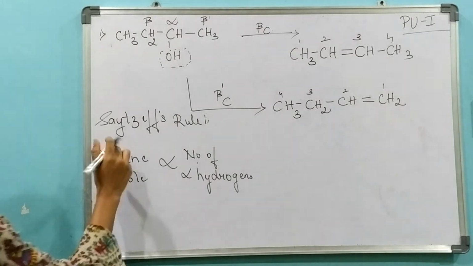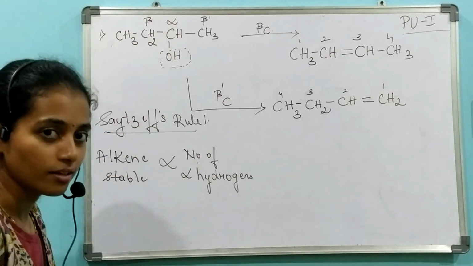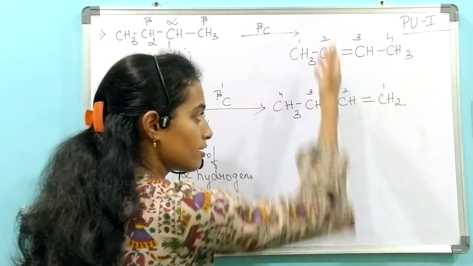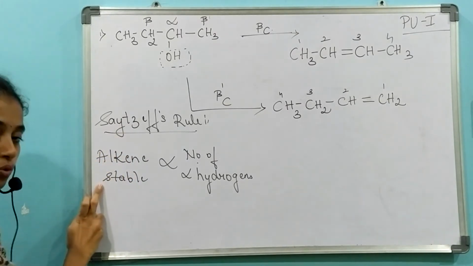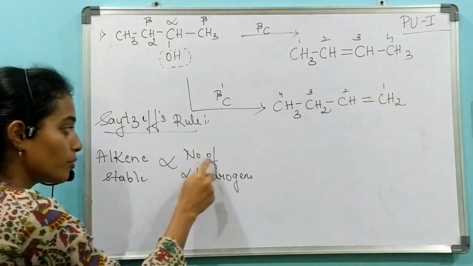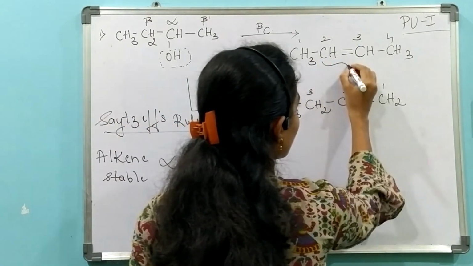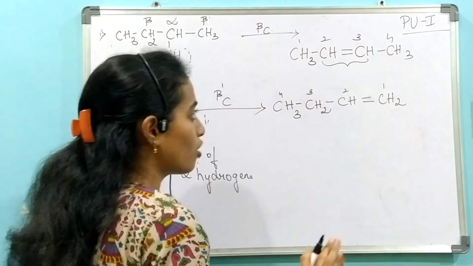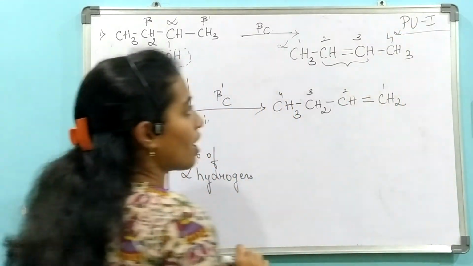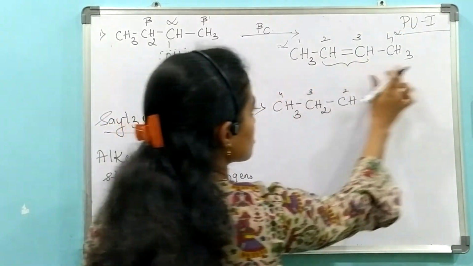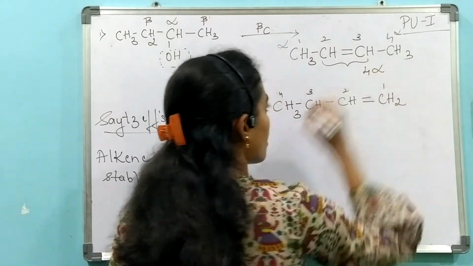I repeat, Saytzeff rule helps us to decide which is the most stable alkene formed. So we don't know which is the more stable alkene now. So this Saytzeff rule helps us to decide which alkene is formed more stable depending on the number of alpha hydrogens present. So now here is my double bond formed, that is, here is my alkene formed, and these are the alpha hydrogens. Carbon number 1 and carbon number 4 are the alpha carbons. See how many alpha hydrogens I have here? 3 and 3. So in total I have 6 alpha hydrogens.